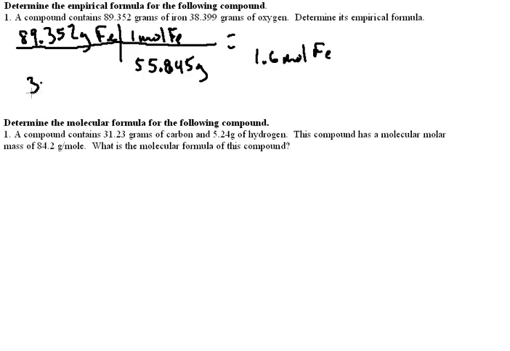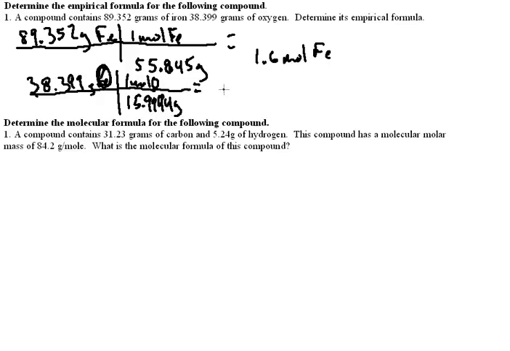All right, let's take a look at the same procedure for oxygen. Oxygen has a smaller molar mass. 1 mole of oxygen is 15.9994 grams. If we do the math here, we should end up right at about 2.4 moles of oxygen.